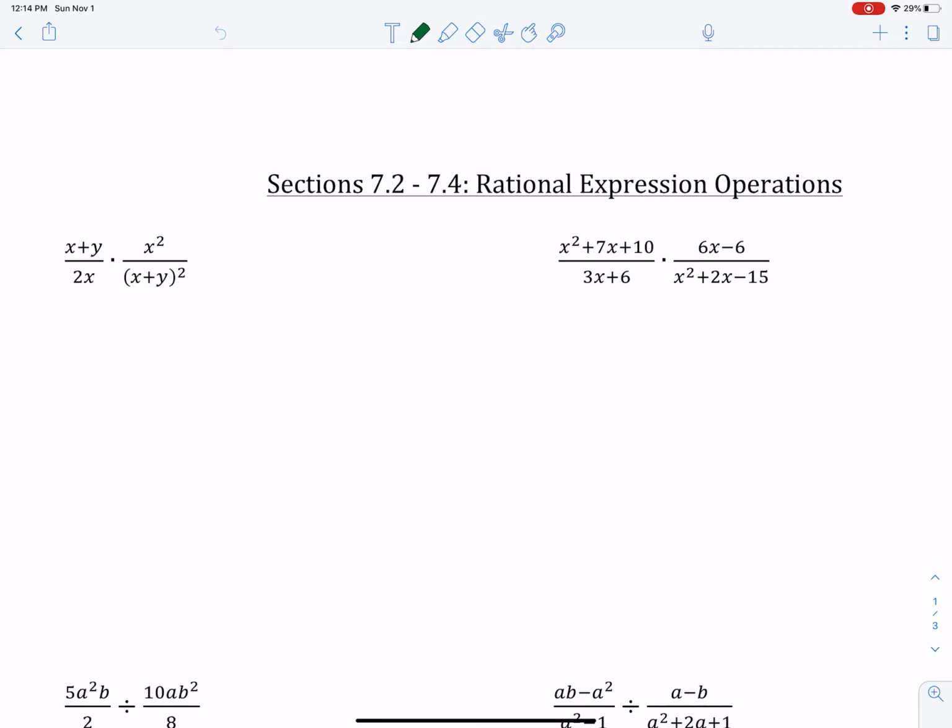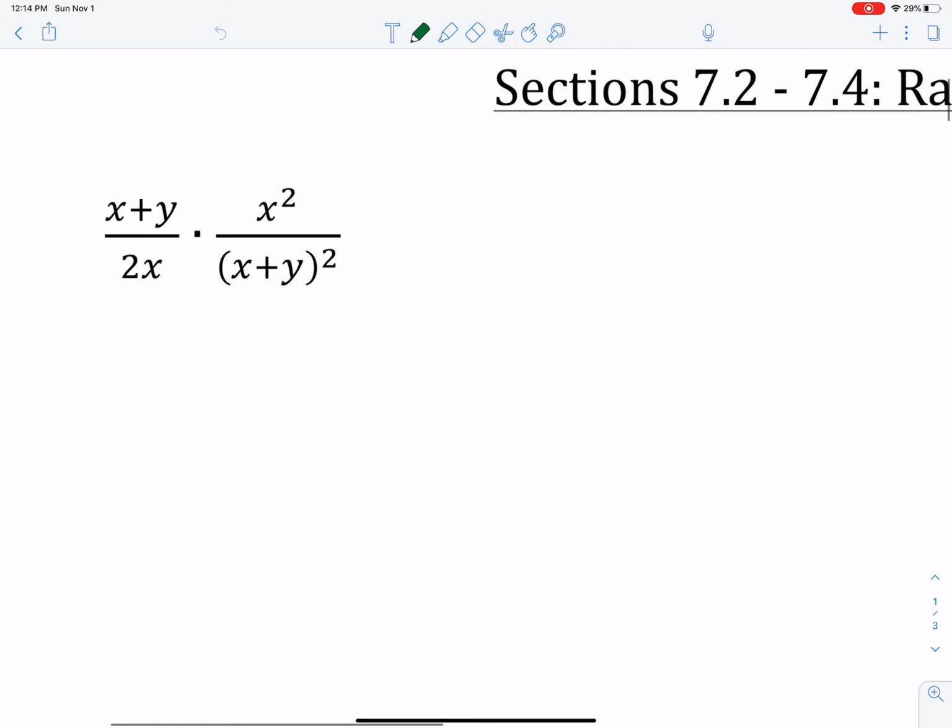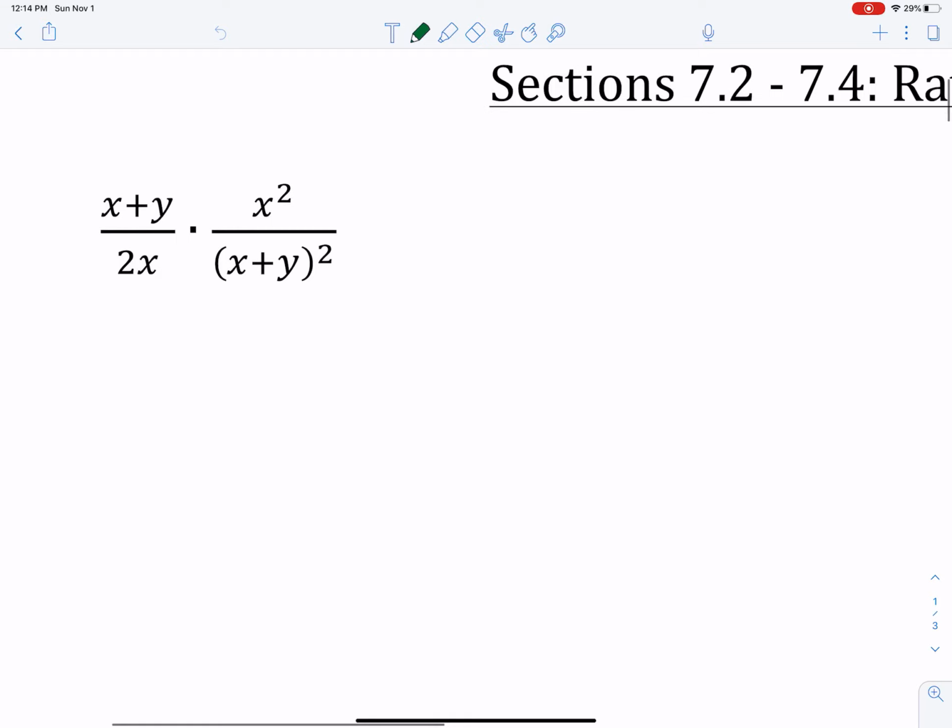So for example, in our first problem here, we have (x + y) over 2x, times x squared over (x + y) squared. Now on top of that first fraction, that x plus y, you can't factor that. So remember, when you have something with a plus or minus in it that you can't factor, it's good to put parentheses around it to remind yourself you have to treat it as a group. Now the great thing about multiplying problems is you can go ahead and just start reducing.